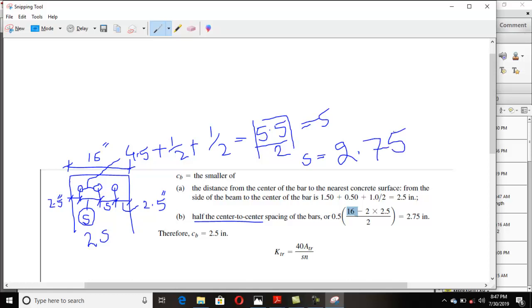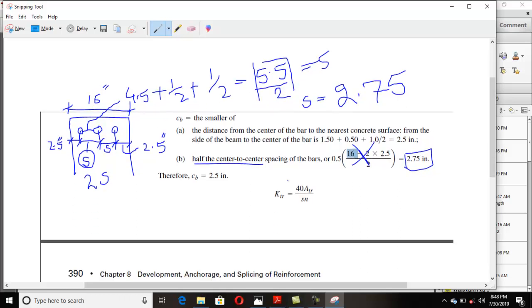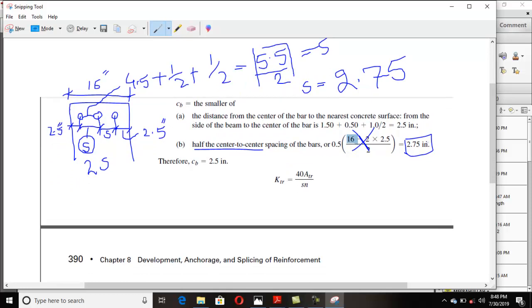I think so. It will give you 2.75. So that is 2.75. Okay. So if you ignore this step, you can do this step by this process. After that, now you will check this is more than this one. So your controlling criteria is this one. So therefore, CB is equal to 2.5 inch.